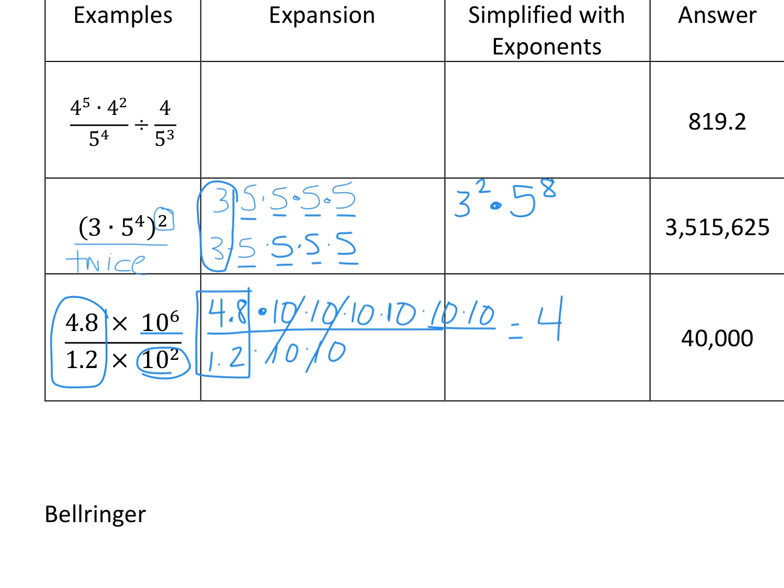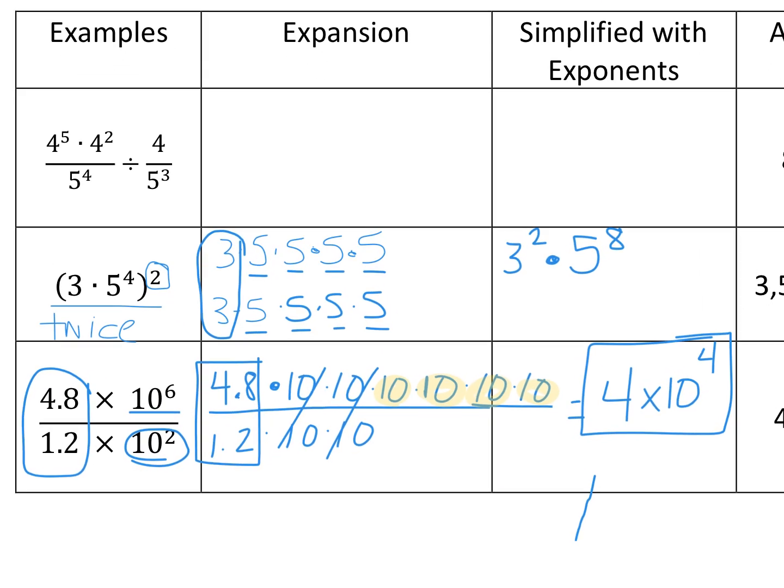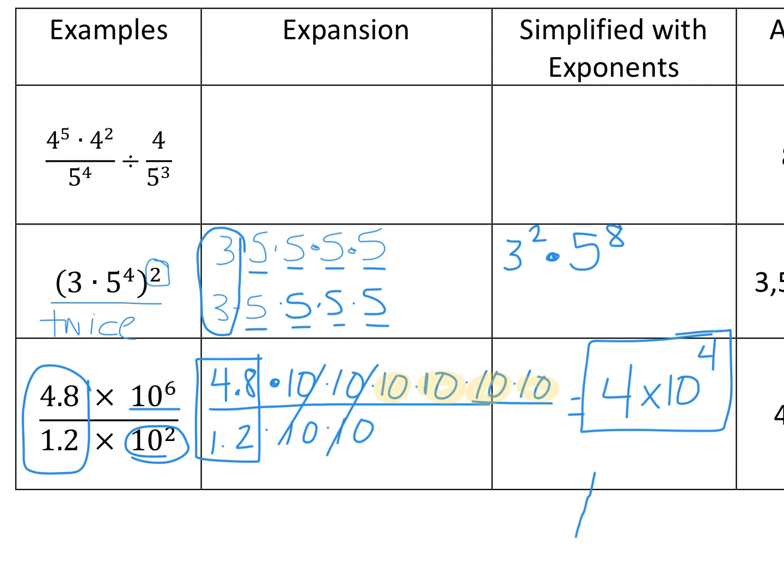And now I have 1, 2, 3, 4 tenths. So I could say times 10 to the 4th, which if we put in our calculator is 40,000. So let's look at one that's a little bit more complicated. You just have to take it in steps.